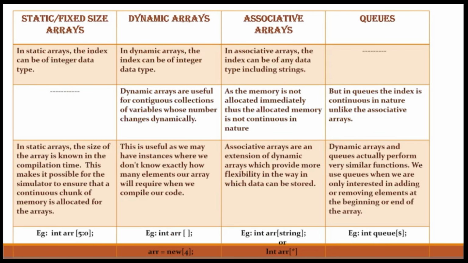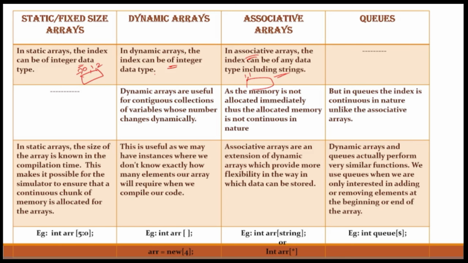For static arrays, the index can be of integer data type. Here the index numbers should be of integer. In dynamic arrays it is also integer, but in associative arrays the index can be of either number or name, like any data type. In queues also mostly it will be given as a number itself, you can just remember it like that.